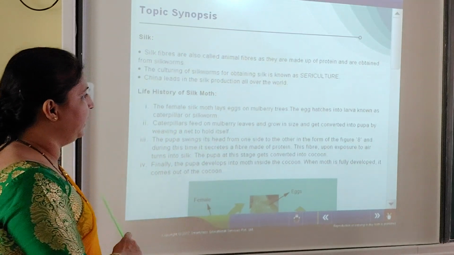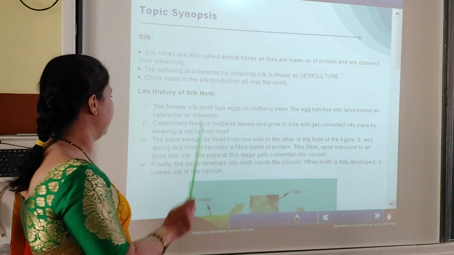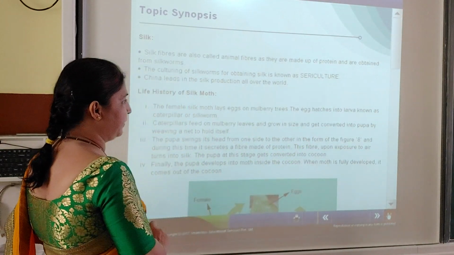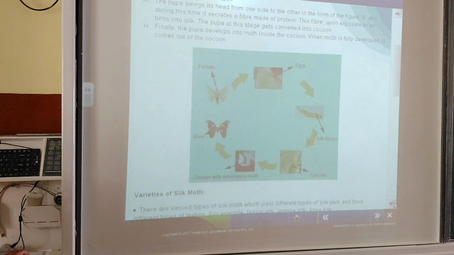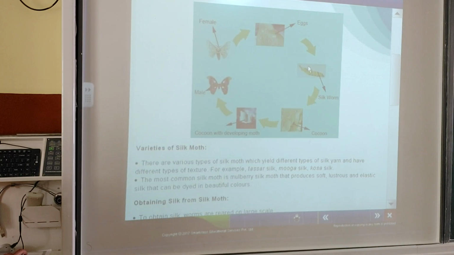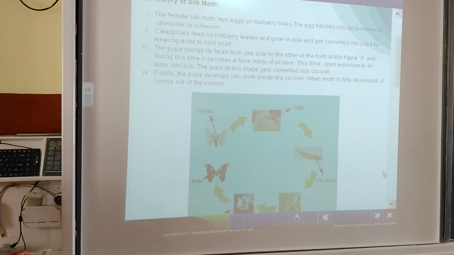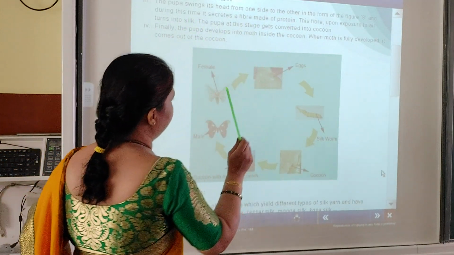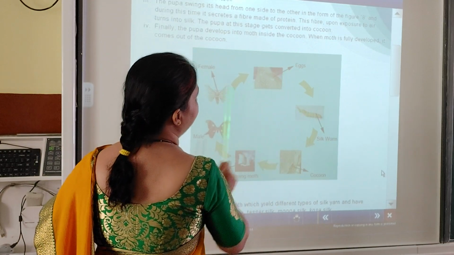Caterpillars feed on the mulberry leaves, grow in size and get converted into a pupa by weaving a net to hold itself. The pupa swings its head from one side to the other in the form of a figure of 8. We have seen how this was formed; you can see in the picture here. This is called the figure of 8, like this.